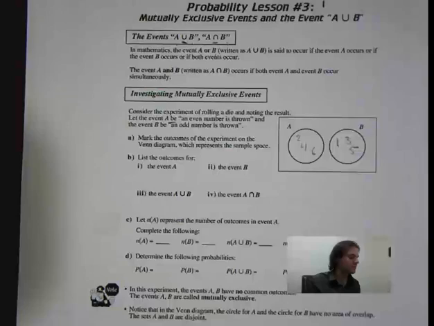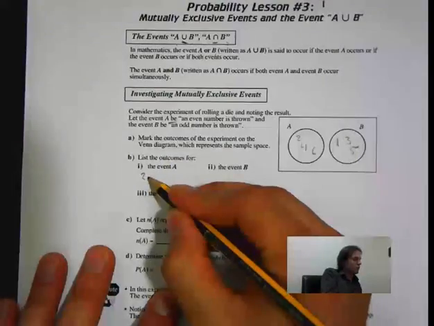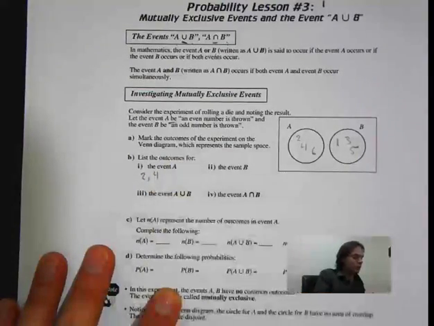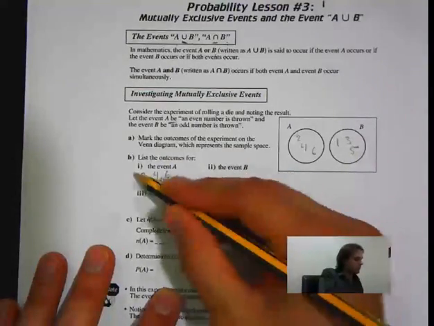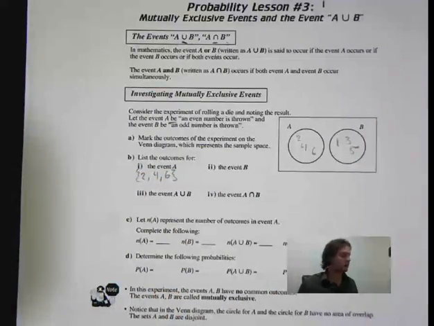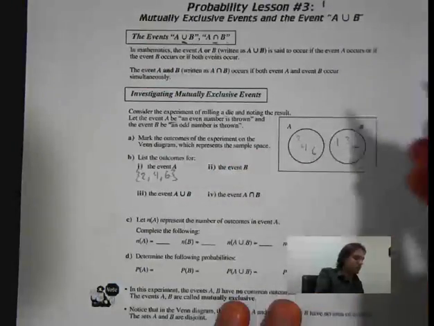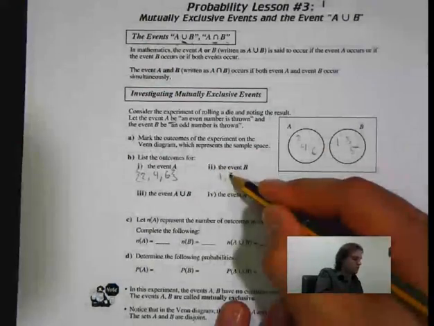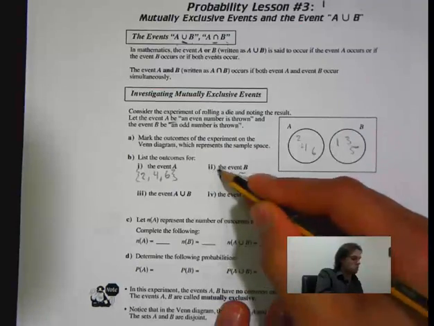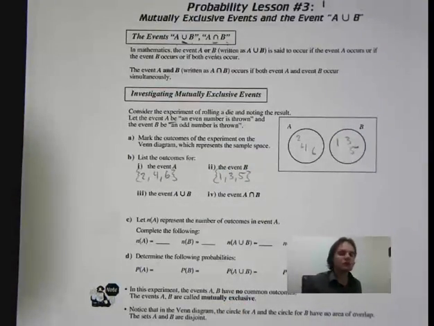Part B says list the outcomes for event A. Okay, so event A, what are my outcomes? I can have 2, 4, or I may have 6. Those are all of the even rolls I may have. Then it says event B. List the outcomes for event B. So I can have 1, 3, or 5. Pretty simple. Now, what is the intersect?